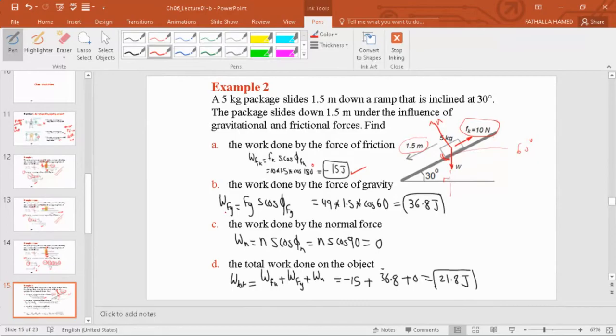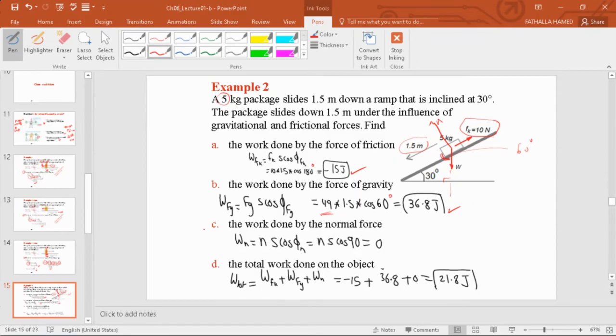And that's why you say that the work done by the force of gravity is the magnitude of the force of gravity, the magnitude of the displacement, cosine the angle between both of them, where the force of gravity equals mg. m is 5, g is 9.8. So 5 times 9.8 will give you 49 newtons, times 1.5 times cosine 60, and this gives you 36.8 joules.